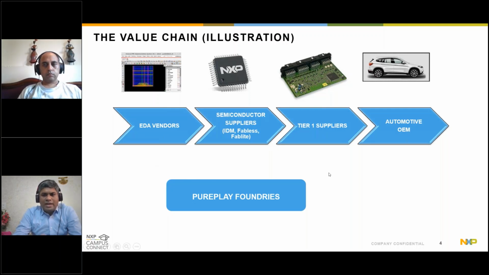At the rightmost part of this chart, you can imagine yourself or myself or each of us on this call as the end consumer. Whether we are buying a car, a mobile device or any electronics-enabled device, we are the end consumer. I have picked up an illustration from the automotive industry, but this is a scalable model for any engineering context in the semiconductor space.